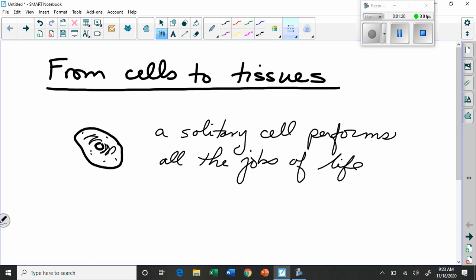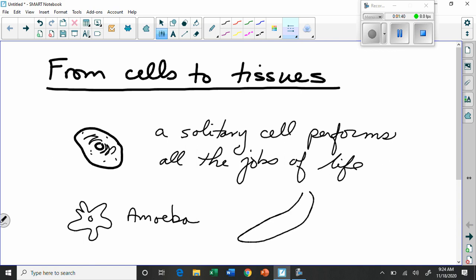And there are lots of cells that do this. There are lots of cells that live alone as a single cell. For example, the amoeba, right? It's that weird-looking protozoan, the amoeba. Another common one that you learn about in school is the paramecium, right? It looks something like this.